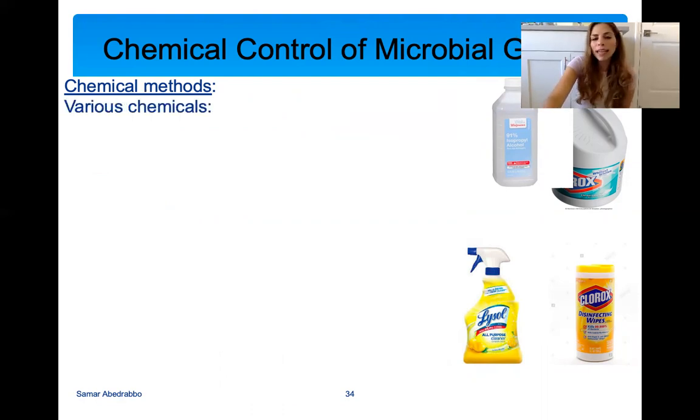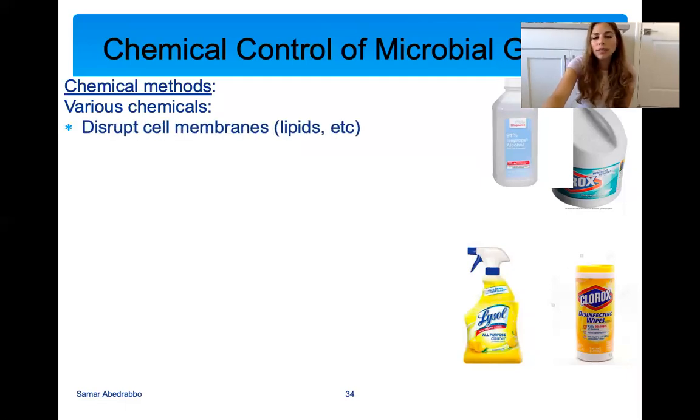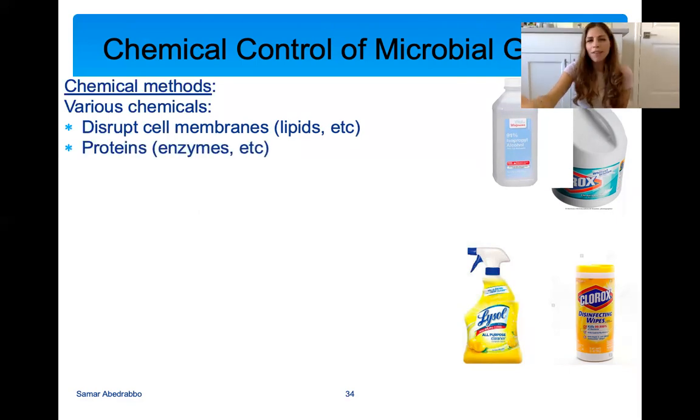Now we're going to talk about chemicals that people use every day to control microbial growth. Chemicals can disrupt cell membranes by affecting lipids. That's how a lot of the different cleaning supplies we use hurt coronaviruses, because coronaviruses are enveloped viruses, meaning they have a phospholipid bilayer, and that phospholipid can easily be disrupted by various chemicals, such as alcohols.